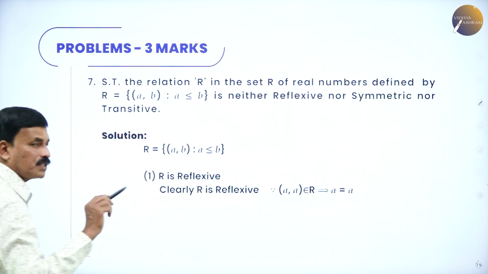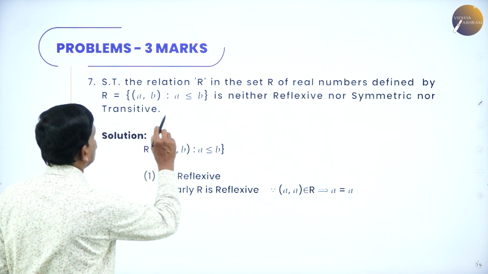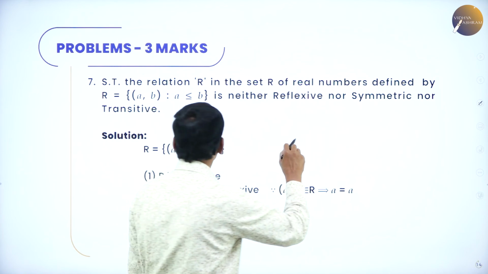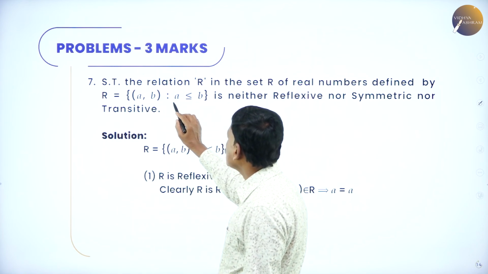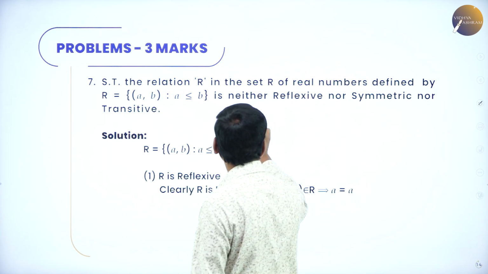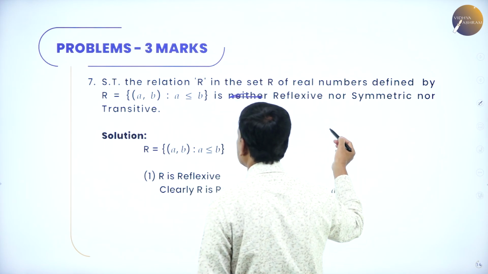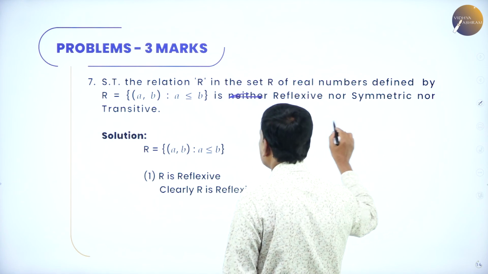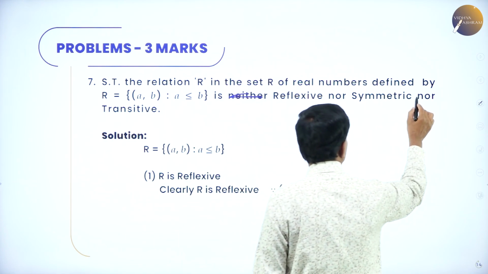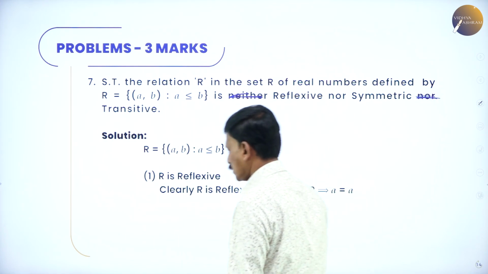Now, let's come to the next problem. Show that the relation R in the set of real numbers defined by (A, B) such that A is less than or equal to B is neither reflexive nor symmetric nor transitive. Reflexive nor symmetric but transitive. It is transitive.